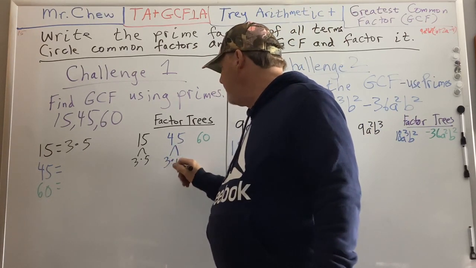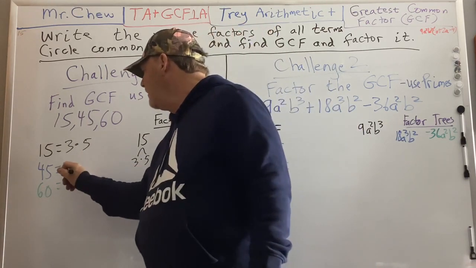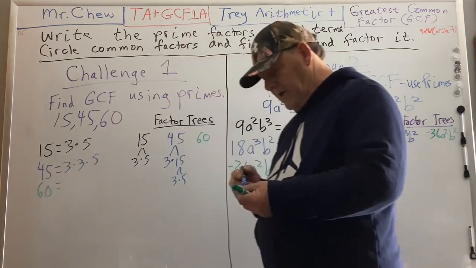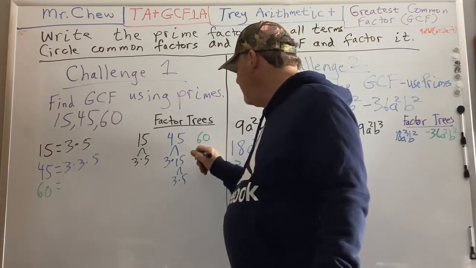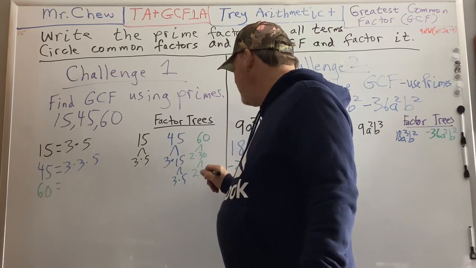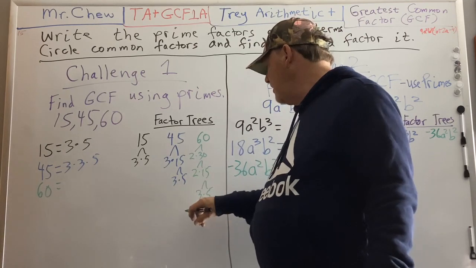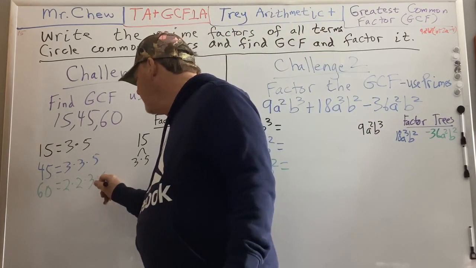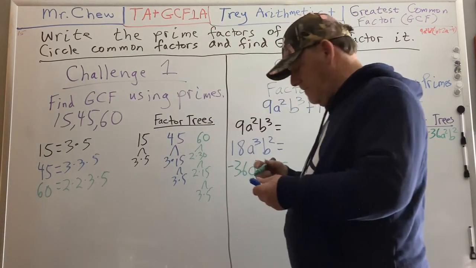45 is 3 times 15 and 3 times 5. So it's 3 times 3 times 5. 3 times 3 is 9 times 5 is 45. That verified that yes, indeed, that did work. 60 is 2 times 30, 2 times 15, and 3 times 5. So 2 times 2 times 3 times 5. 2 times 2 is 4, times 3 is 12, times 5 is 60.